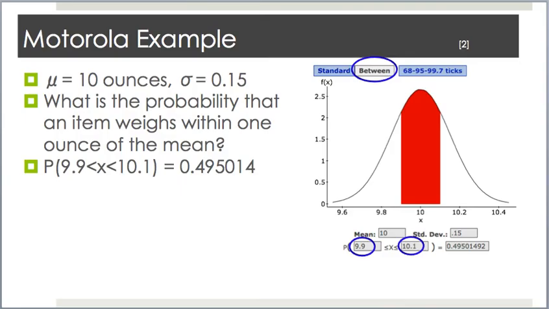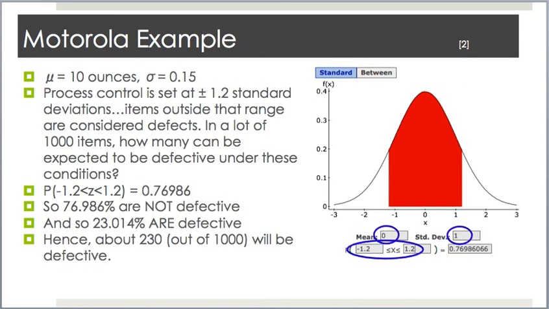StatCrunch is very flexible. Let's just do one more example that's just a little bit different. Let's suppose in the Motorola example, we have a process control that's set at plus or minus 1.2 standard deviations. In other words, items that are outside of that range will be considered defective. So if you had a lot of 1,000 items, how many of those can you expect to be defective under these conditions? Essentially here we have to think about what we're going to enter into StatCrunch.